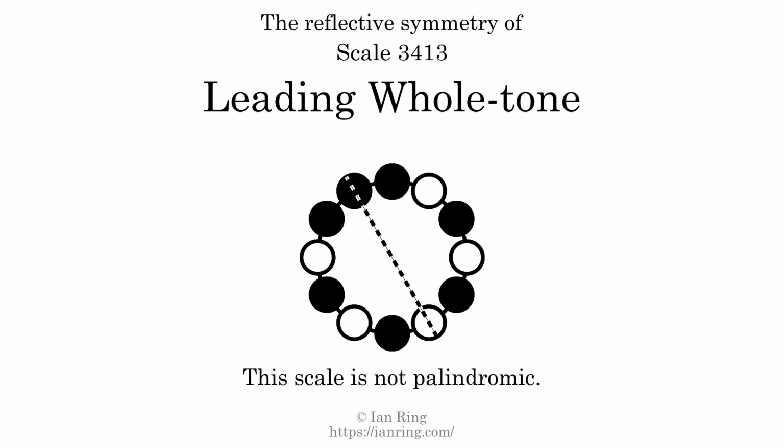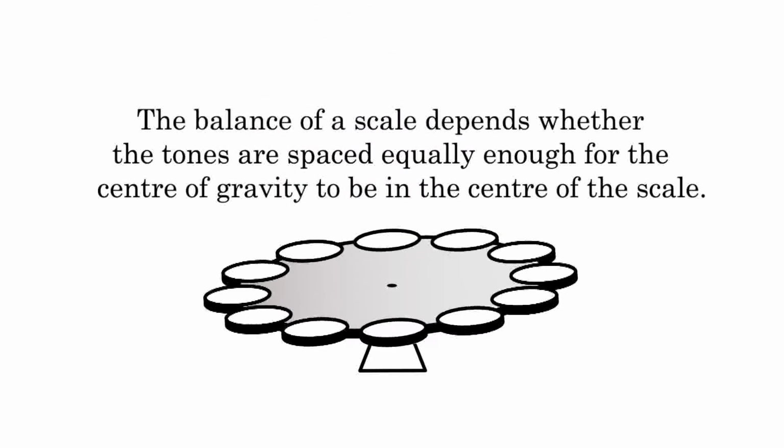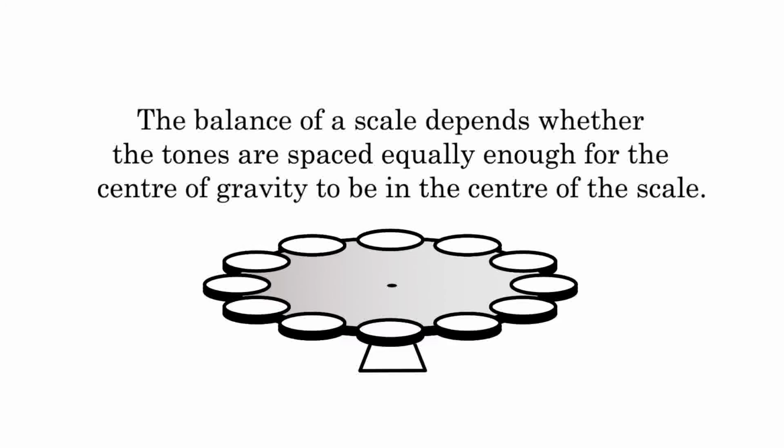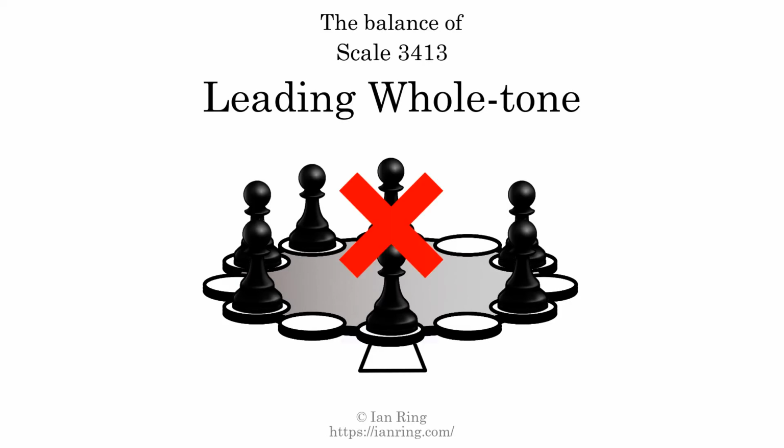This scale has reflective symmetry across an axis positioned 5 semitones from the root. This scale has a different pattern of intervals ascending and descending, so it is not palindromic. This scale has one ridge tone. Here, the balance of a scale depends whether the tones are spaced equally enough for the center of gravity to be in the center of the scale. This scale is not balanced.